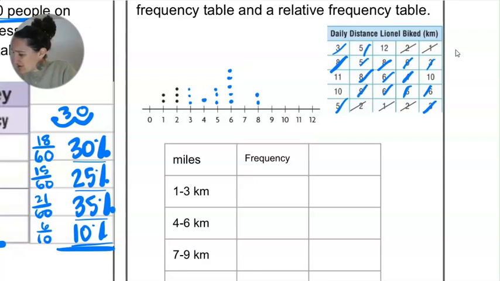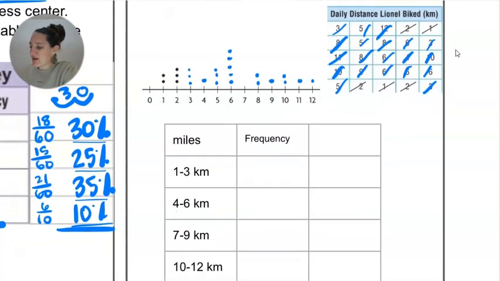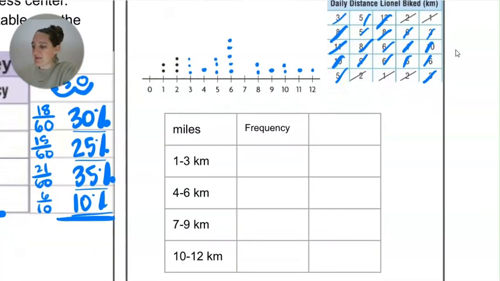9. He biked 9 kilometers 1 day, 10 kilometers 2 days, 11 kilometers 1 day, 12 kilometers another day. Okay. So we're not going to do a frequency table with 1, 2, 3, 4, like that's kind of long.